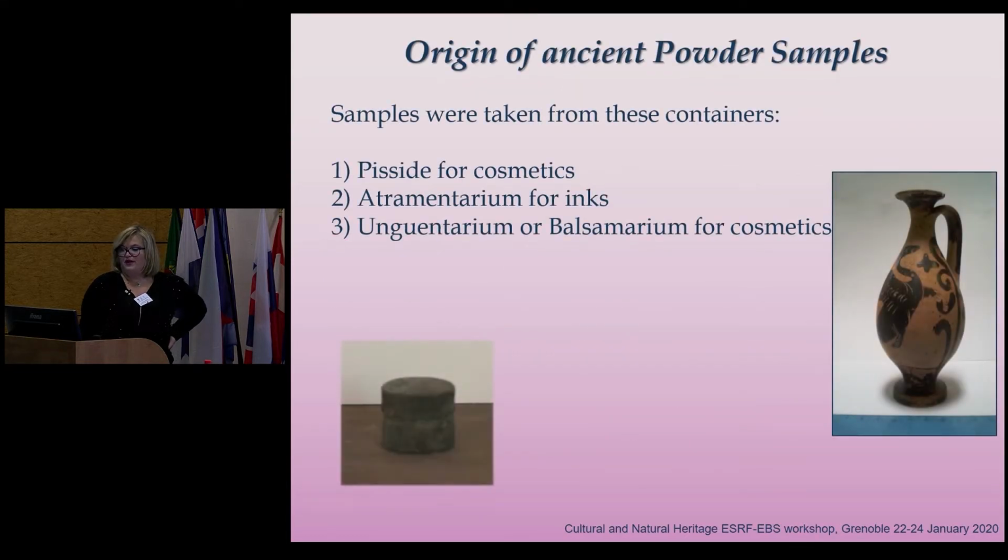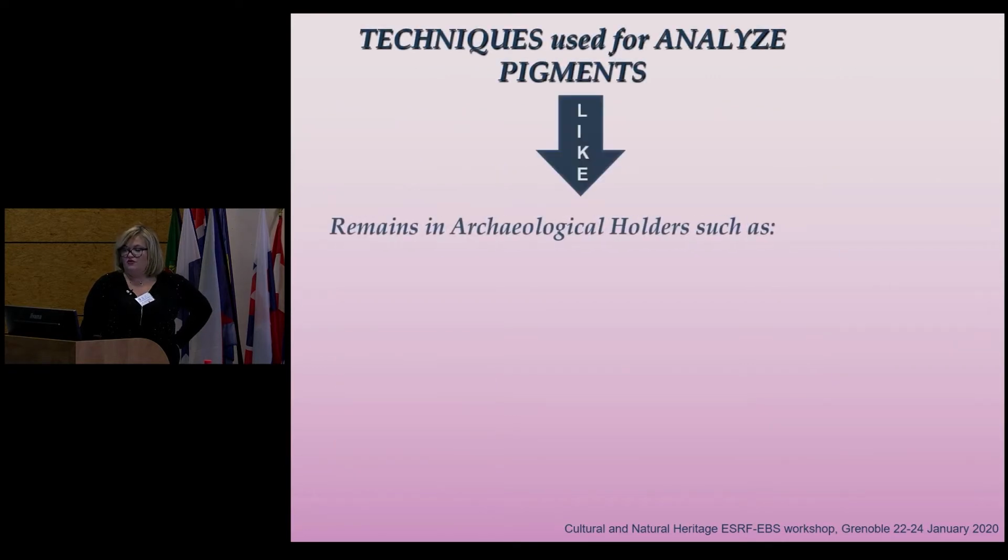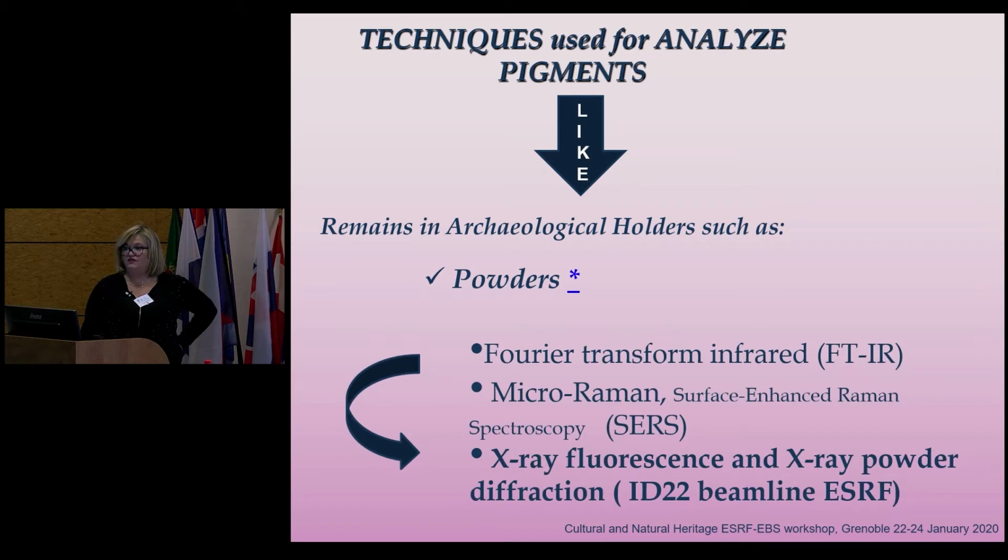So, where did the powders come from? They came from ancient holders that the archaeologists told us were holders for ancient cosmetics, and they were PCD. They told us, because my friends are archaeologists, not chemists, that PCD was used for cosmetics, atramentum was used for inks, and unguentarium and balsamarium for cosmetic usage. So all the powders are usually first analyzed with vibrational spectroscopy, FTIR, micro-Raman, and also the SERS technique for the most difficult samples.